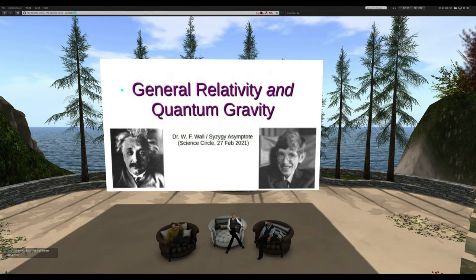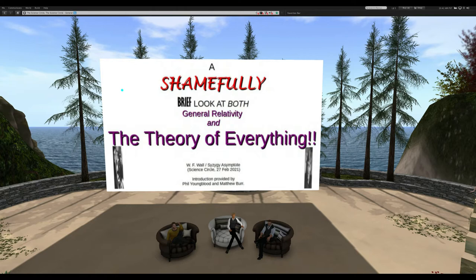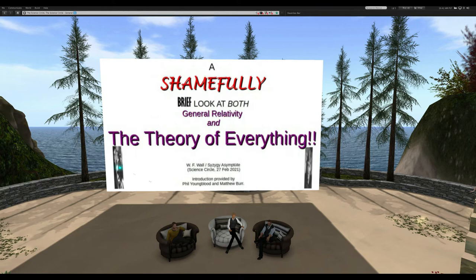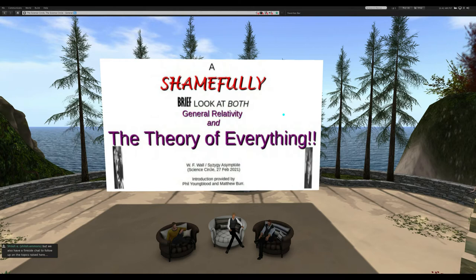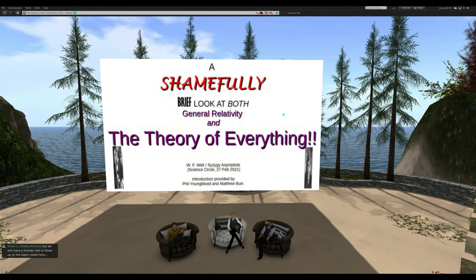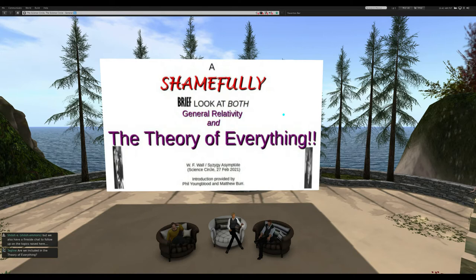So a much more appropriate title for this part of the discussion panel is a shamefully brief look at both general relativity and the theory of everything, and both are so brief that you can barely see them. And I have to do this within 20 minutes.